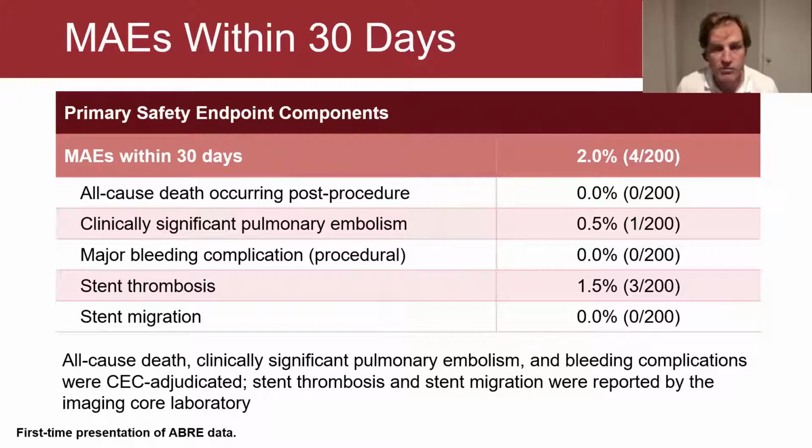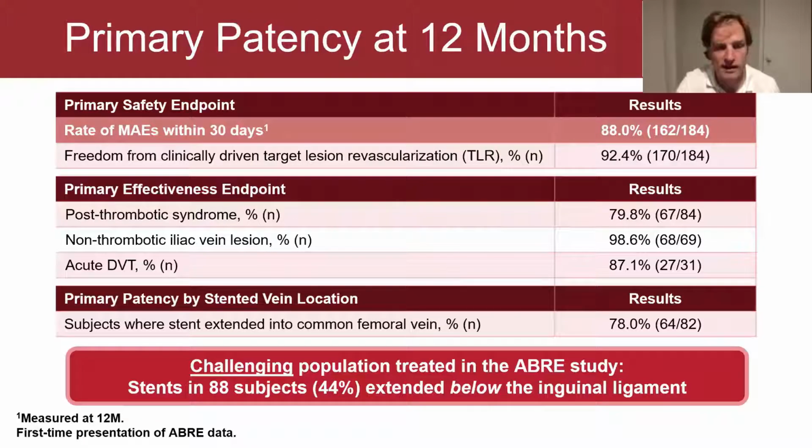Major adverse events were very low, as we noted there, at only 2%, and the majority of these, 3 out of the 4, were in fact stent thromboses, which occurred within 30 days. No other significant events, which was not a long-term problem.